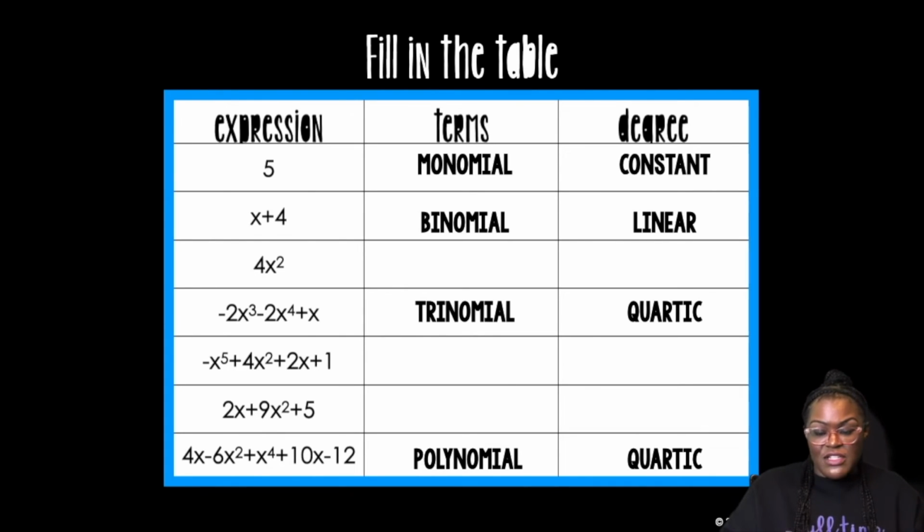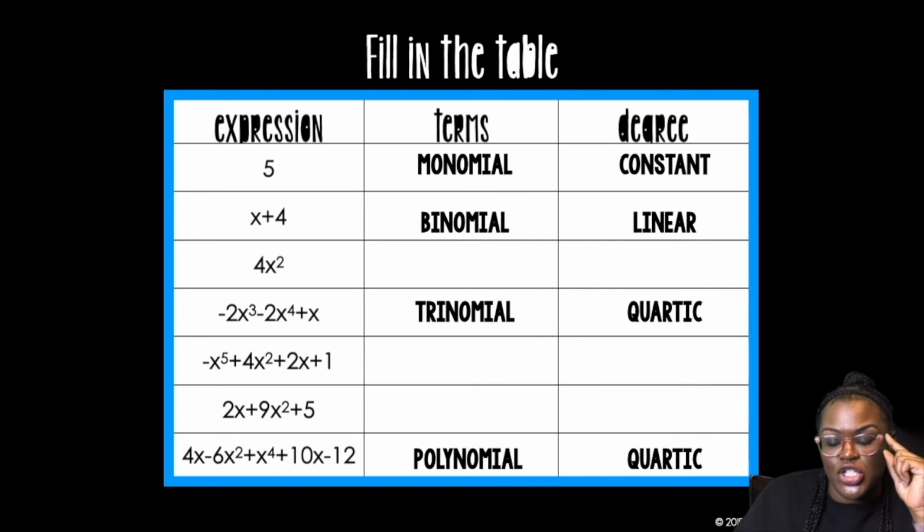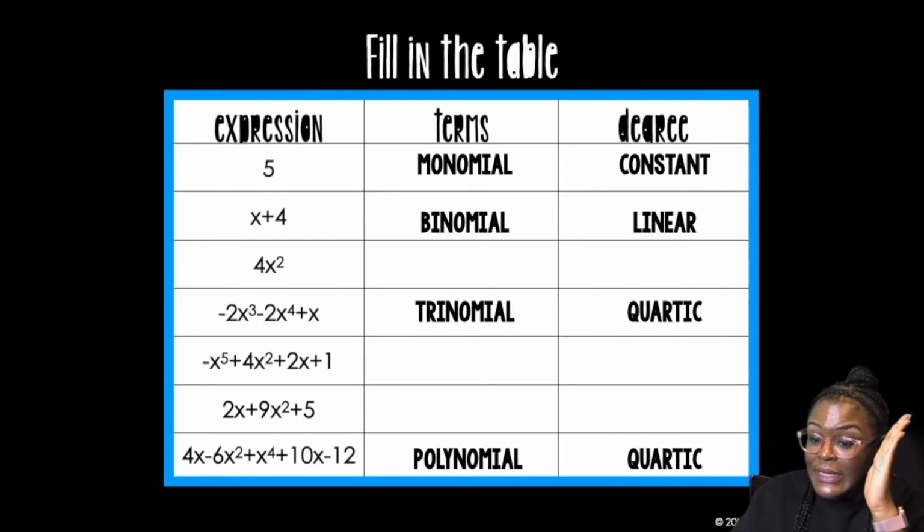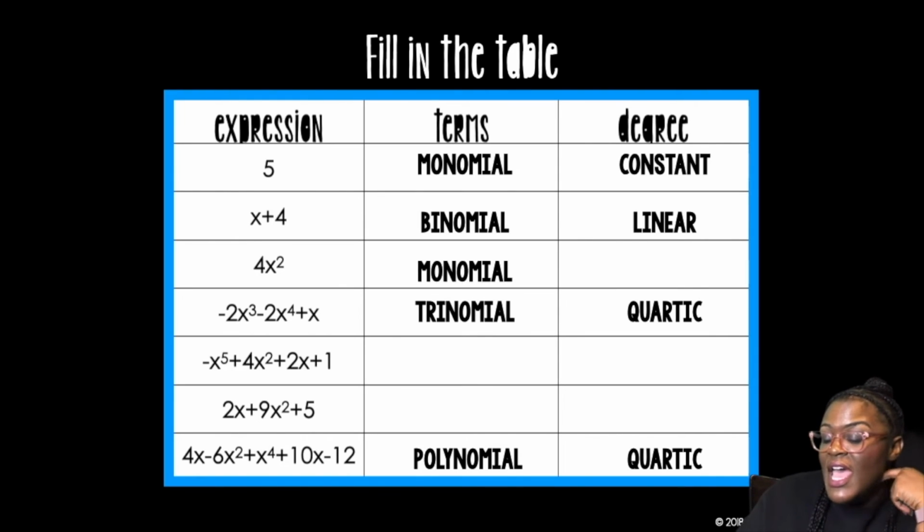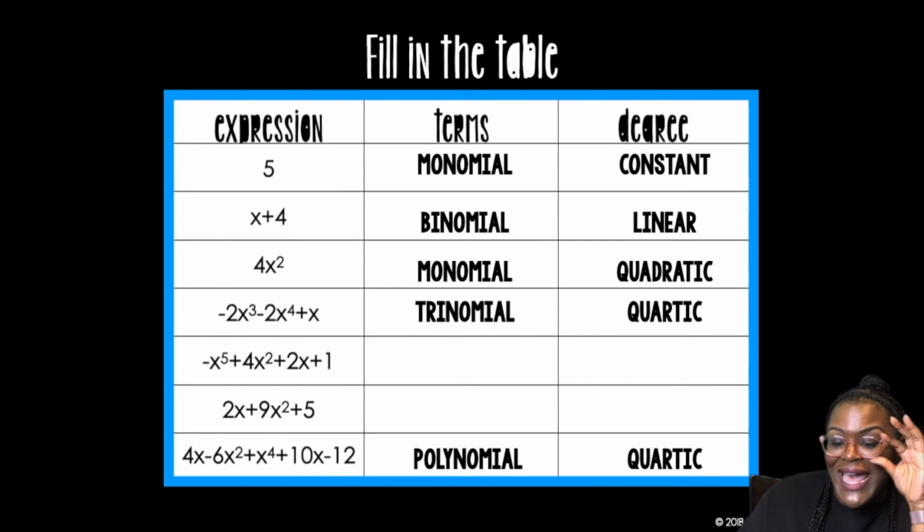So just moving down to the 4x squared. How many terms is that? Now, this is where some of my students usually get tripped up. You see the 4 and then you see the x squared and you're like, that's 2 terms. No, those are touching. Remember, it is the product of a number and a variable, the product of 4 and x squared. So that's all one term. The one above it is 2 terms because it's separated by a plus sign. But this one is just 1 term, so that's a monomial. And the highest degree is a 2. I call that a quadratic.